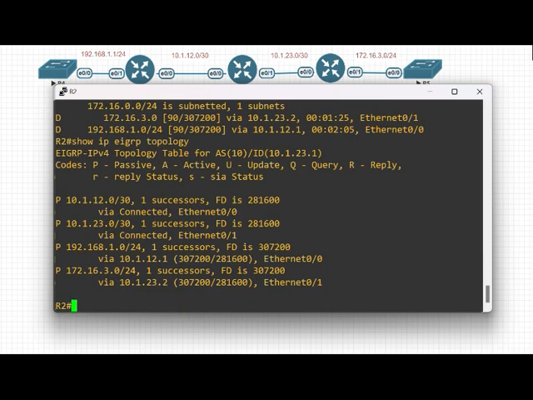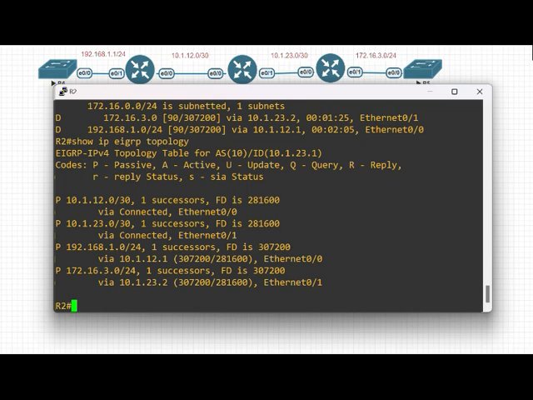Okay, so the topology table contains all the possible paths to a particular network. Okay, so P here stands for passive. When we say passive, it means that the router is not looking for a path to a particular network. That means it's already converged, right? So it has 1, 2, 3, 4 networks that it knows the way to go to. So router 2 has a knowledge of how to go to these networks.